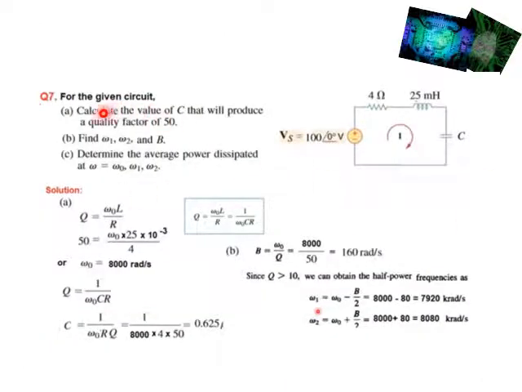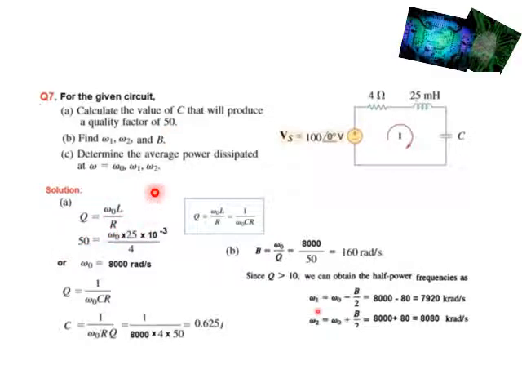Next, for the given circuit, A, calculate the value of C that will produce a quality factor of 50. B, find omega 1, omega 2 and B, the bandwidth. C, determine the average power dissipated at omega 0, omega 1 and omega 2. Okay, solution A: Q is given as the value of 50.